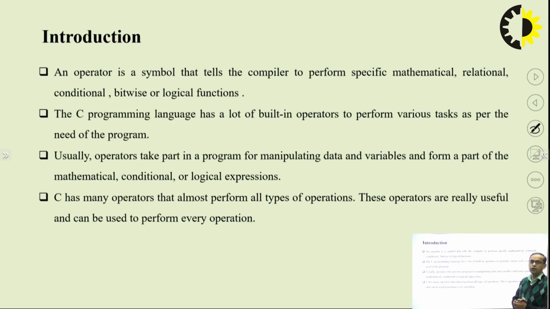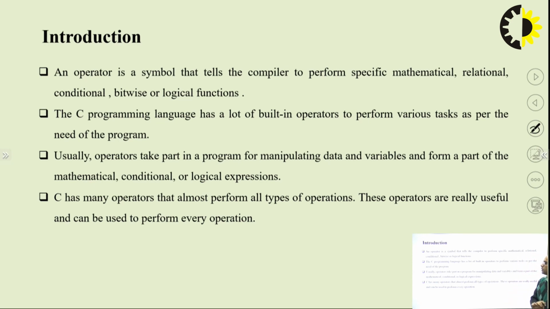So what is an operator? An operator is basically a symbol which tells the compiler to perform some specific mathematical, relational, logical, bitwise, or conditional functions. Operators are used to perform some kind of computation in programming. If we have to perform some computation or mathematical calculation, then we have to use an operator. The C programming language has different built-in operators like plus, minus, division, multiplication, and modulus. Different types of operators are there to perform different kinds of functions.